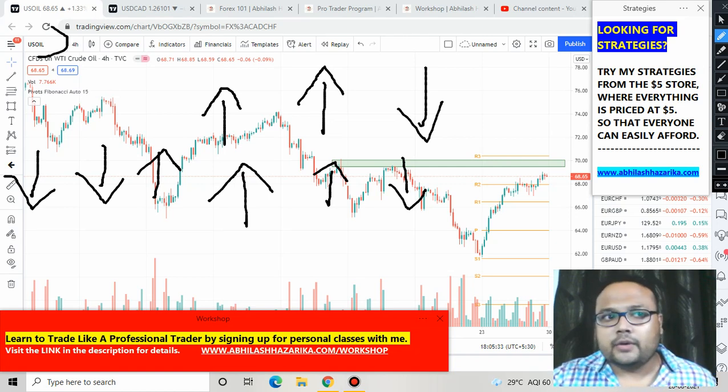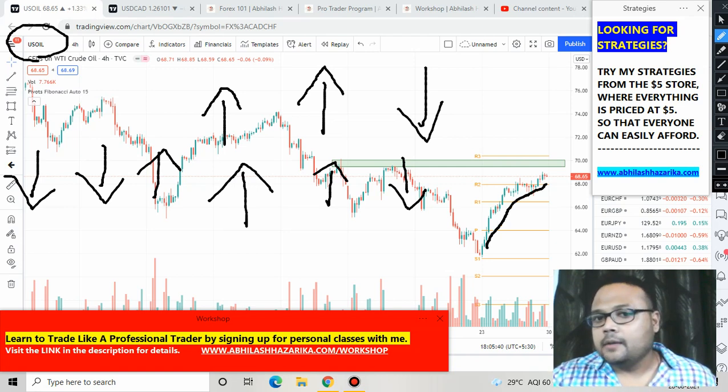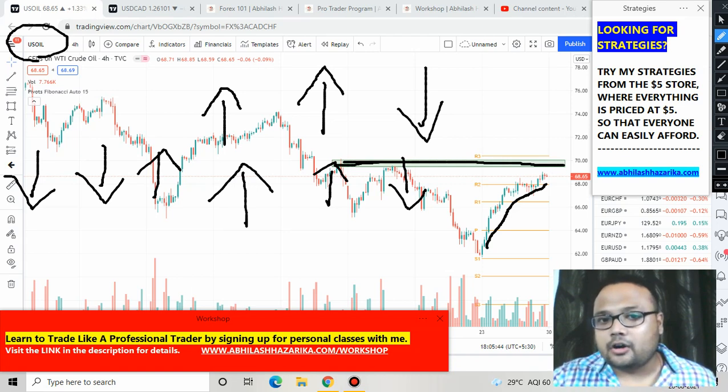This is the chart of US oil, or crude oil. You can see that price is bullish right now, price is going up here. But here you can see that we have a resistance on the chart of crude oil.